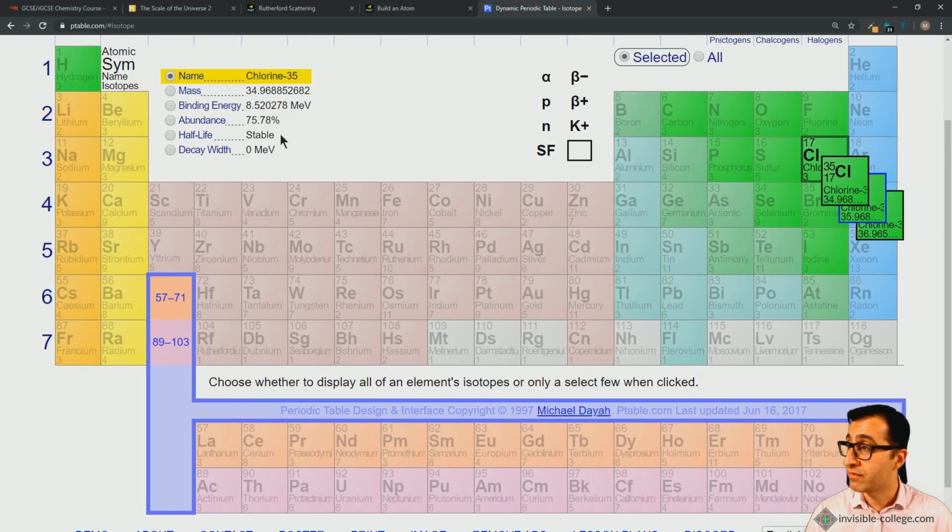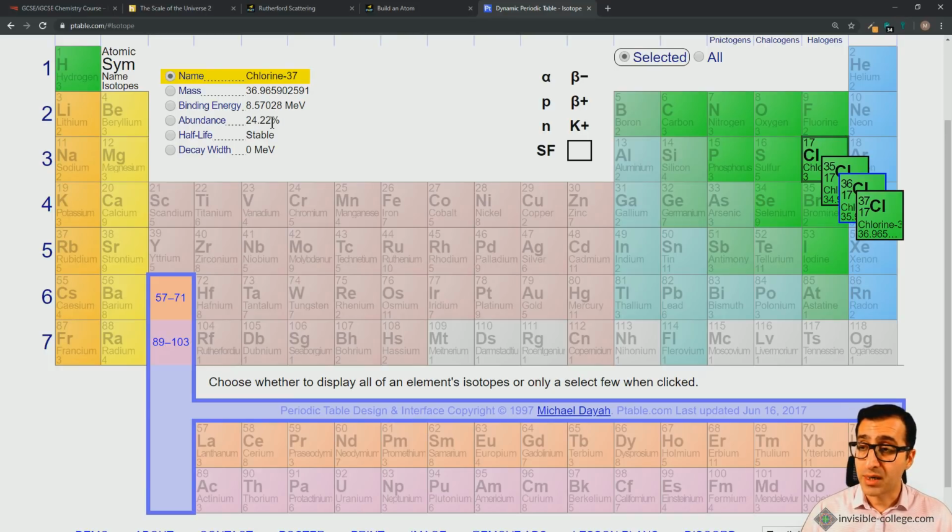So if we take a look at chlorine-35, we'll find that 75.78% of all chlorine atoms are chlorine-35. Chlorine-36 is very, very unstable and exists in such tiny quantities that its abundance is effectively 0% of all chlorine atoms. It does exist, but it's in incredibly tiny amounts, and so we can effectively consider it to exist as 0 abundance. Chlorine-37 makes up the remainder, approximately 24.22% of chlorine atoms.